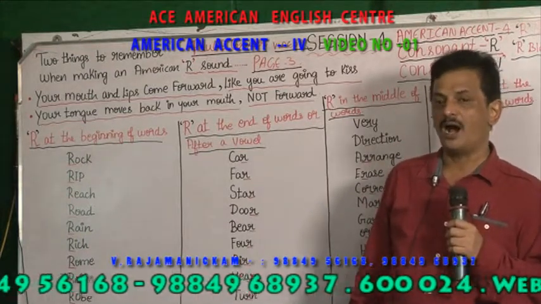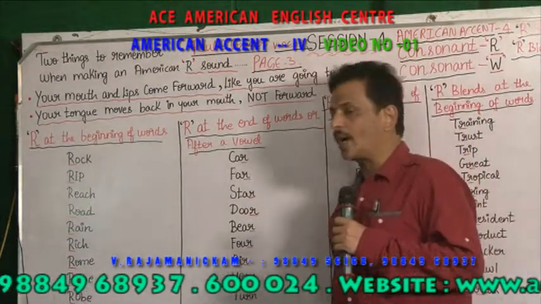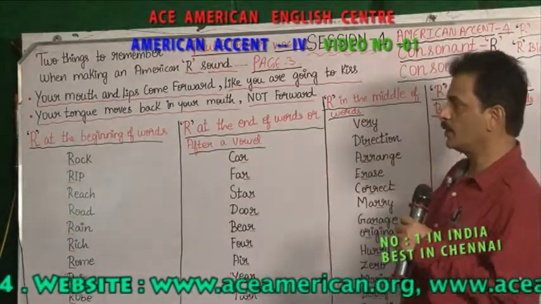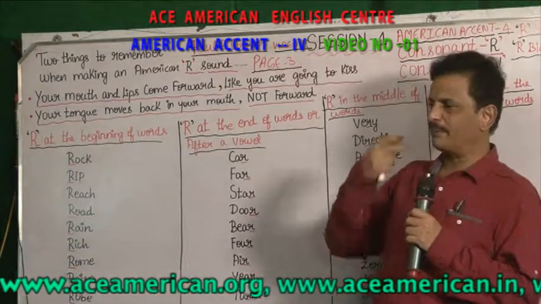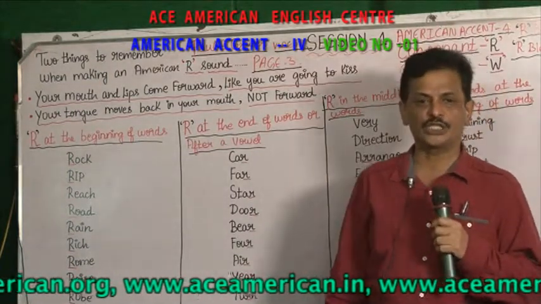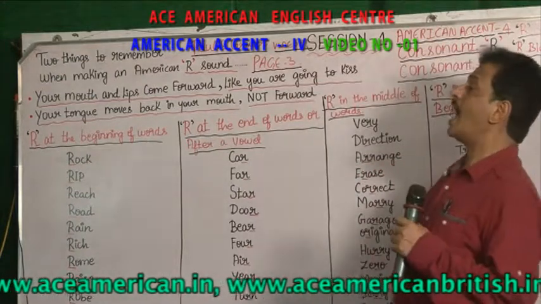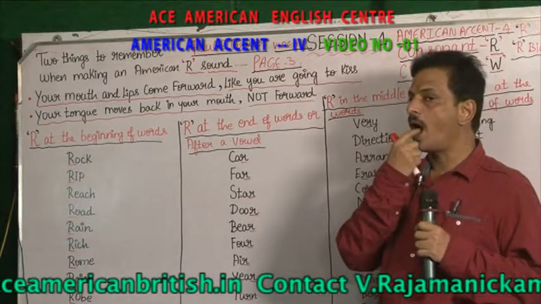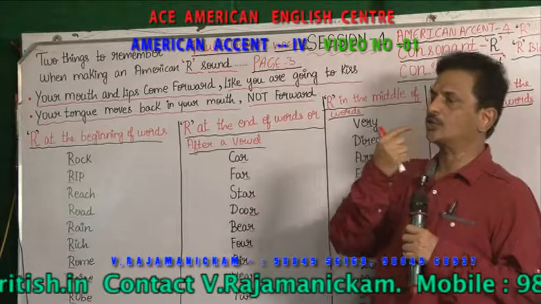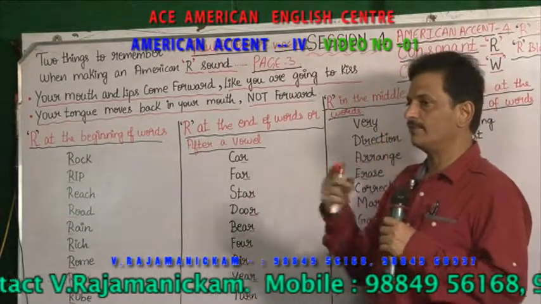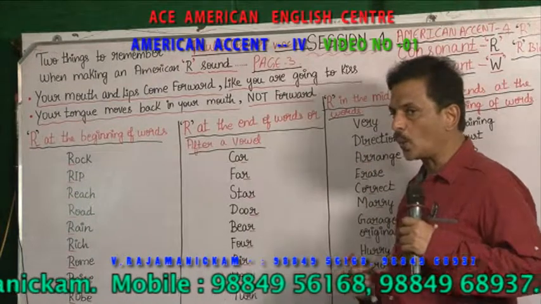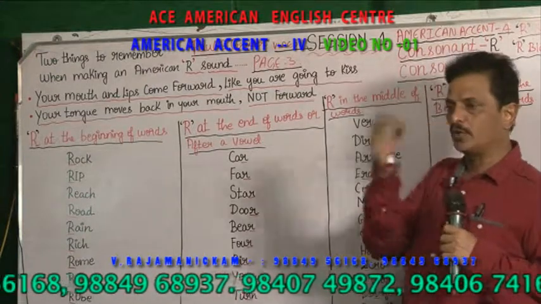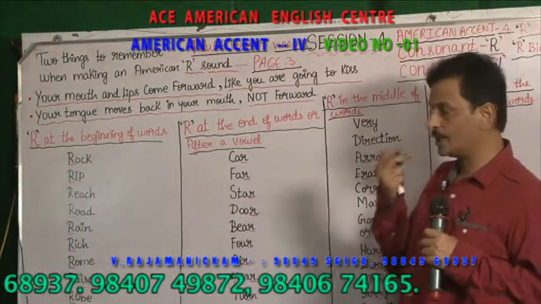So how do you say R? R. The tongue goes back, the lips come forward, the mouth goes forward. The more the forwardness and the more the backwardness of the tongue, the pronunciation of R is quite clear, right? So you just keep your hand on the tongue. R. It has to go back. The tongue should go back, and the lips and mouth should come forward. R. Mouth and lips come forward, and the tongue goes backward.